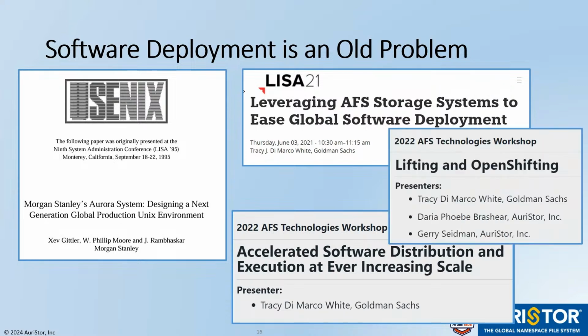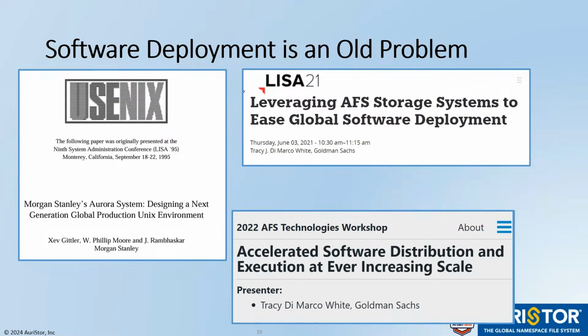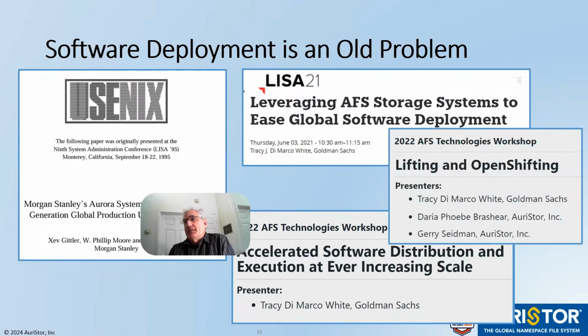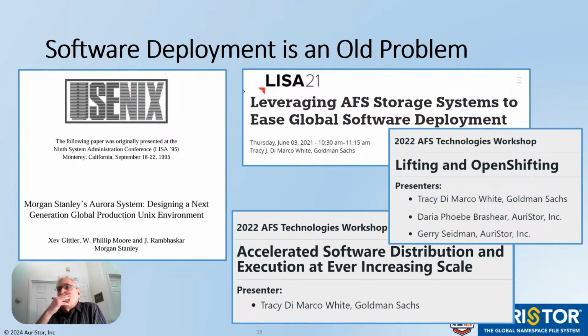And all of that was pre-containers. We're not talking about containerized distribution, we're talking about distribution in general. And they're also looking at the future. So there's a talk on lifting and OpenShifting. OpenShift, if you don't know, is Red Hat's distribution of Kubernetes. How do you get a similar deal with software distribution when you're moving to containerized solutions?